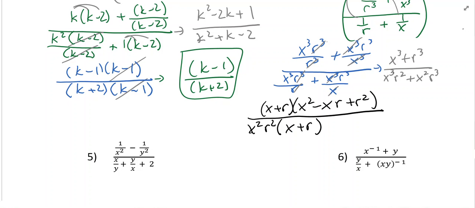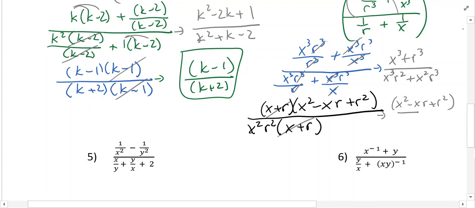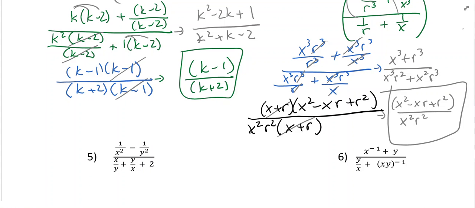Now if you notice, x plus r on the top can cancel out with x plus r on the bottom. Your final answer, this can't factor anymore, so you're left with x squared minus xr plus r squared over x squared r squared. So this whole thing is your final answer. Okay, so I want you to go ahead and pause the video and try to do number 5.